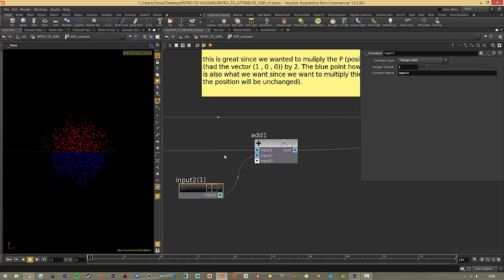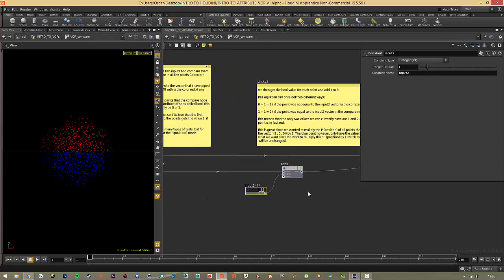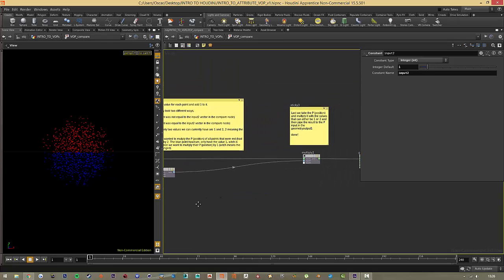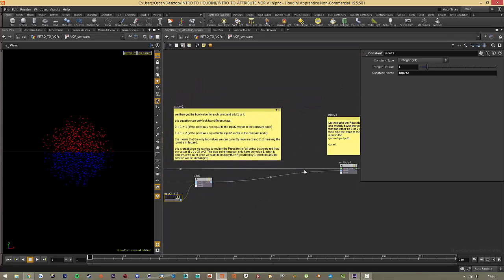And for all the points that are false, the blue points, we're doing the math that is equal to 0 plus 1. And as you know, 0 plus 1 is 1, 1 plus 1 is 2. So the red points get the value 2, the blue points get the value 0, okay? Remember this, because now we're gonna pipe this into a multiply.